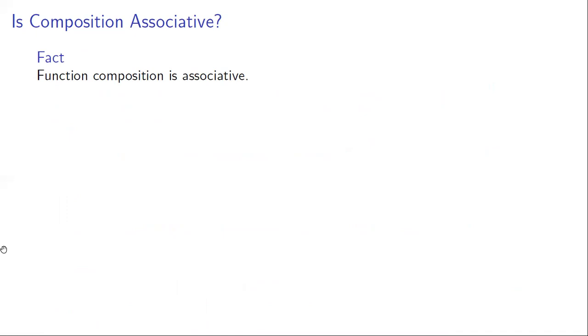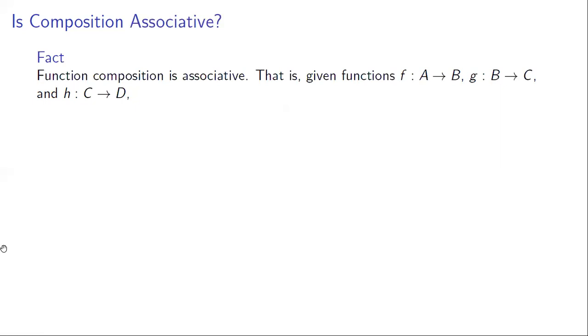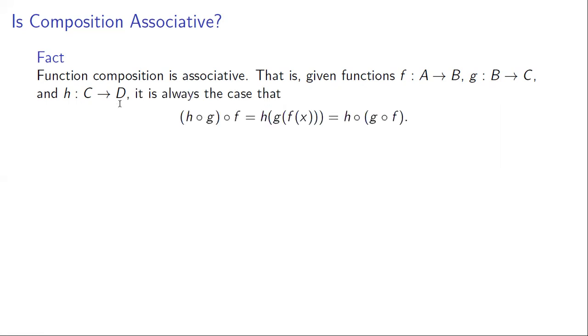What does that mean? What does associative mean? So that is, if we have functions f from A to B, and g from B to C, and h from C to D, it is always the case that (h circle g) circle f is going to be equal to h circle (g circle f). That's what associativity means, that this is equal to this.